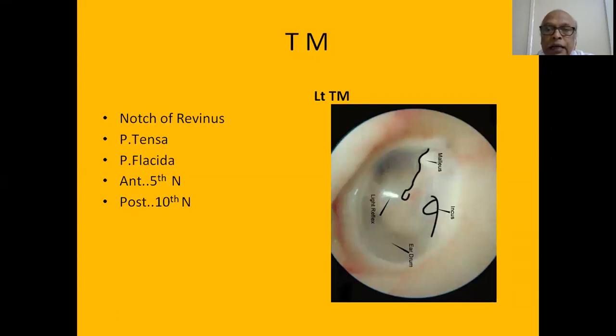This area is called pars flaccida. Why is it called pars flaccida? The tympanic membrane is less dense here and it doesn't have a fibrous layer in comparison to the other part of the tympanic membrane. What do we call the other part of the tympanic membrane? It is called pars tensa.